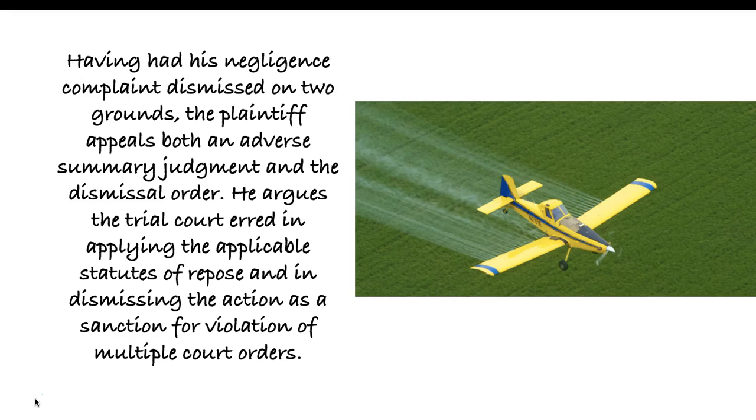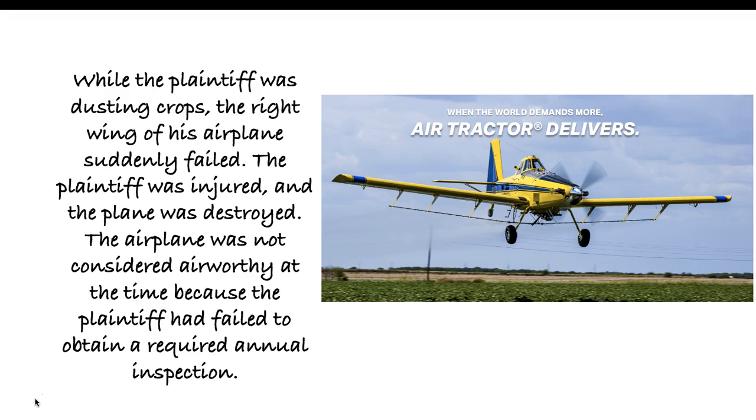The facts. Having had his negligence complaint dismissed on 2 grounds, the plaintiff appeals both an adverse summary judgment and the dismissal order. He argues the trial court erred in applying the applicable statutes of repose and in dismissing the action as a sanction for violation of multiple court orders.